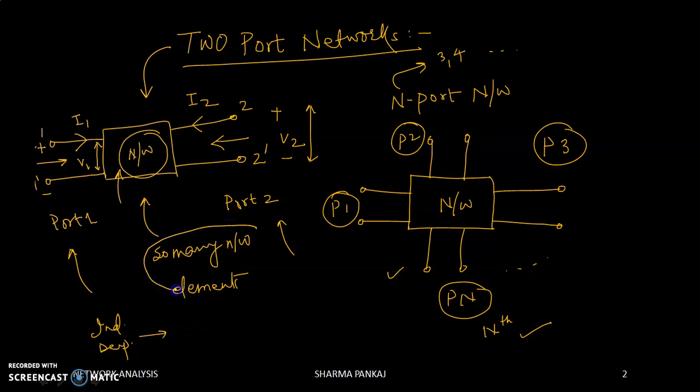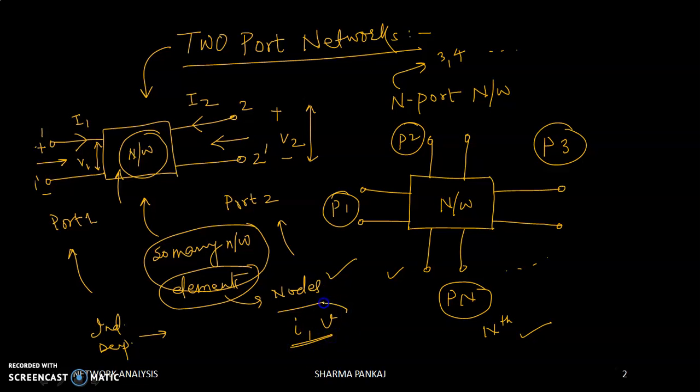So we were talking about this rectangular box containing so many elements and branches. The branches are connected, so there will be nodes, and they will have their own currents. There will also be a voltage defined under this rectangular box. You must agree with this. Okay.